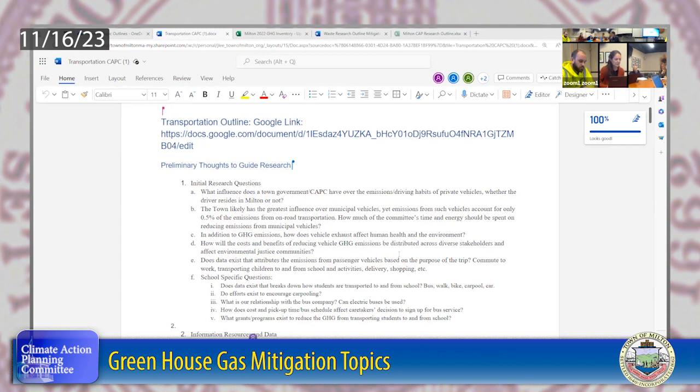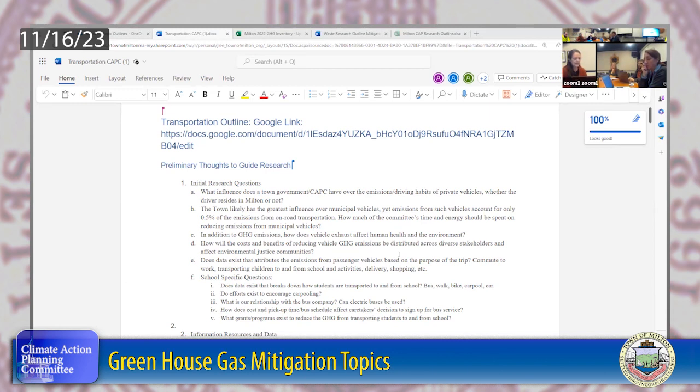I have a bunch of other questions there. I looked at Newton's plan and basically did a data dump from there of what their plans are, so you would need to look at the updated one to see that. I also looked at Dedham's plan.